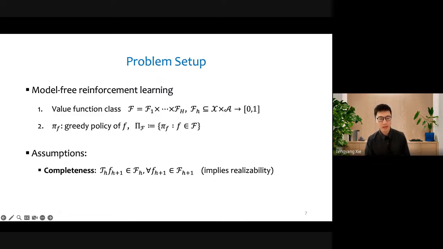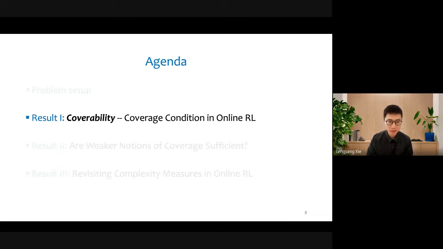f. We also rely on a standard assumption, the completeness assumption, basically saying that the one-step bounded backup of f_{h+1}, for any f_{h+1} in its level, is also in f_h, the function class in the last level. And this can also imply the standard realizability assumption. So that's all the problem setup.